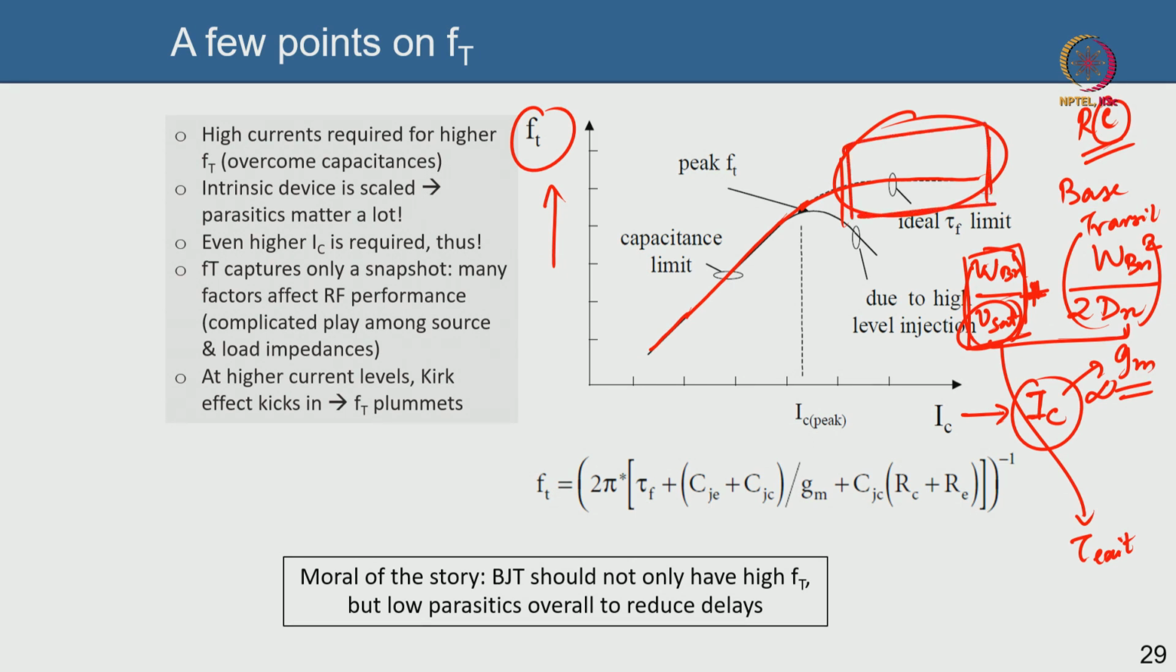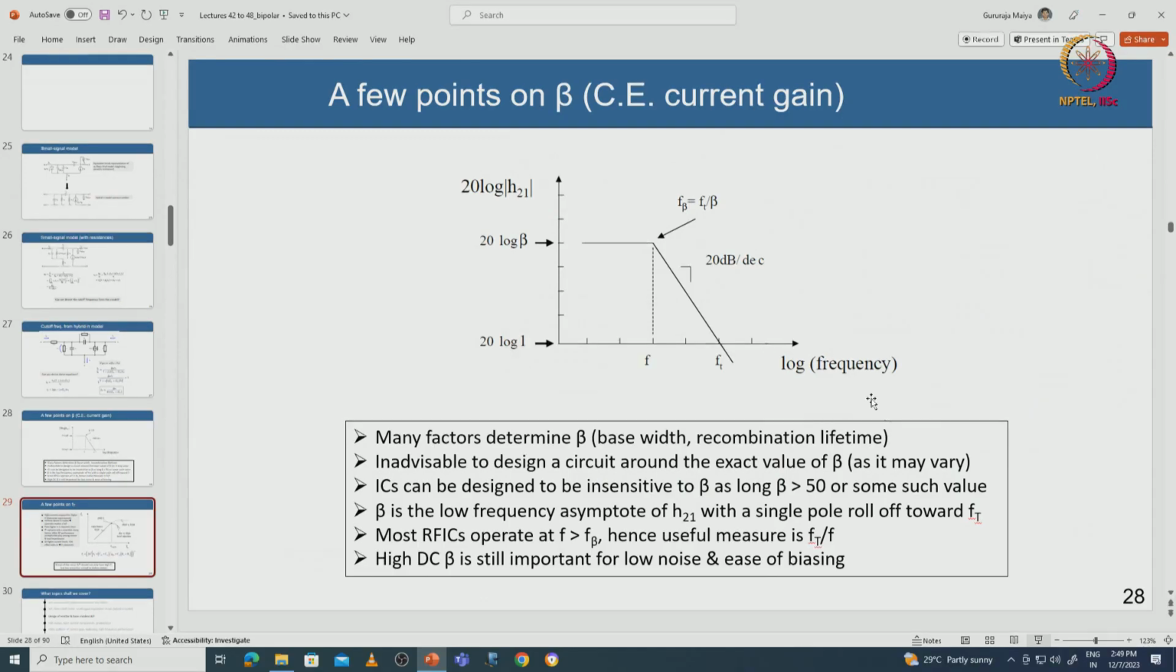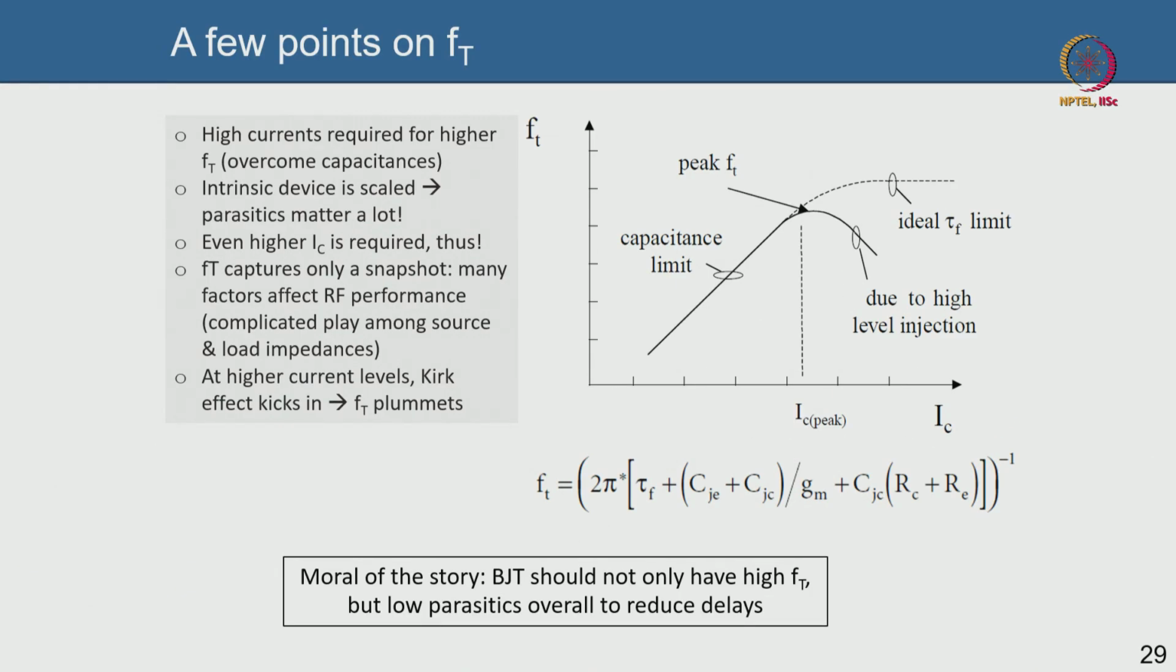So ideally you should have gotten a higher cutoff frequency and then it should saturate out. However, in reality it just falls off like that, and this part is because of high injection, or the Kirk effect, that we already talked about. We do not have to discuss it again further.